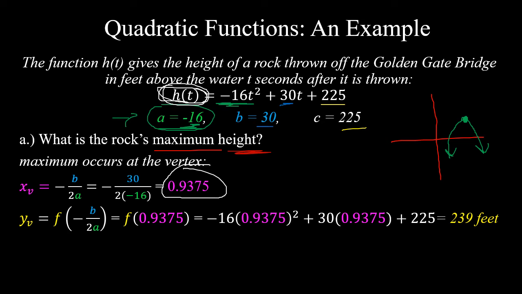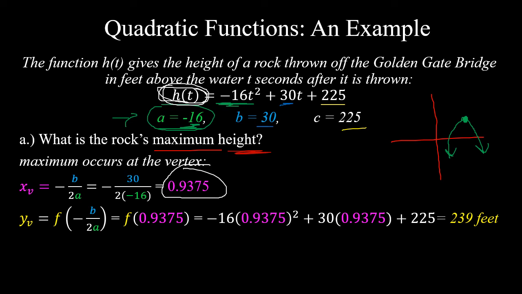So I've got that the maximum height occurs after 0.9375 seconds. So now I need to take that and plug it into my function. Everywhere I see a t, I need to plug in 0.9375. Remember, your x, your input, is your t. Time is your input here. So let me do that.